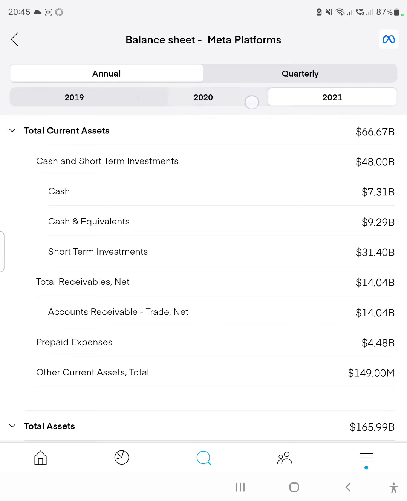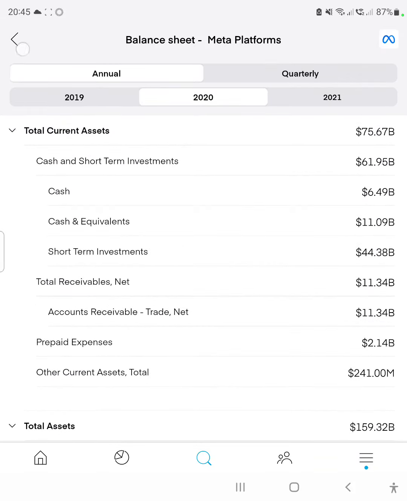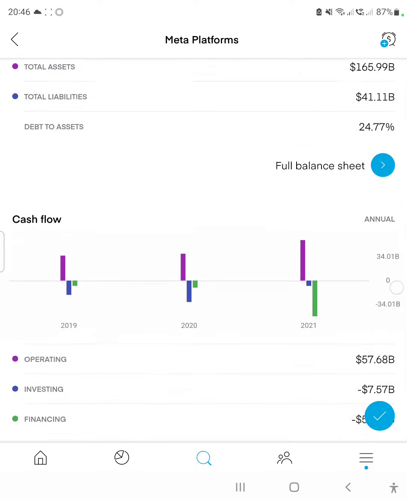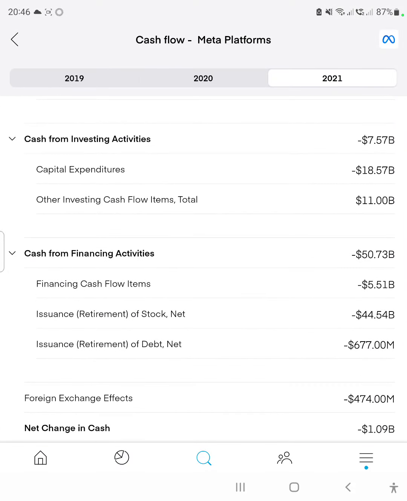So 2020, let's just quickly check the debt to asset ratio there. I think it's about the same because the assets are lower, as well as the debt. Same thing with 2019. So let's check lastly the cash flow statement. What we're looking for in the cash flow statement is to see if the net change of cash is positive. As of 2021, the financial year hasn't ended yet, so it's still in the 2021 financial year.